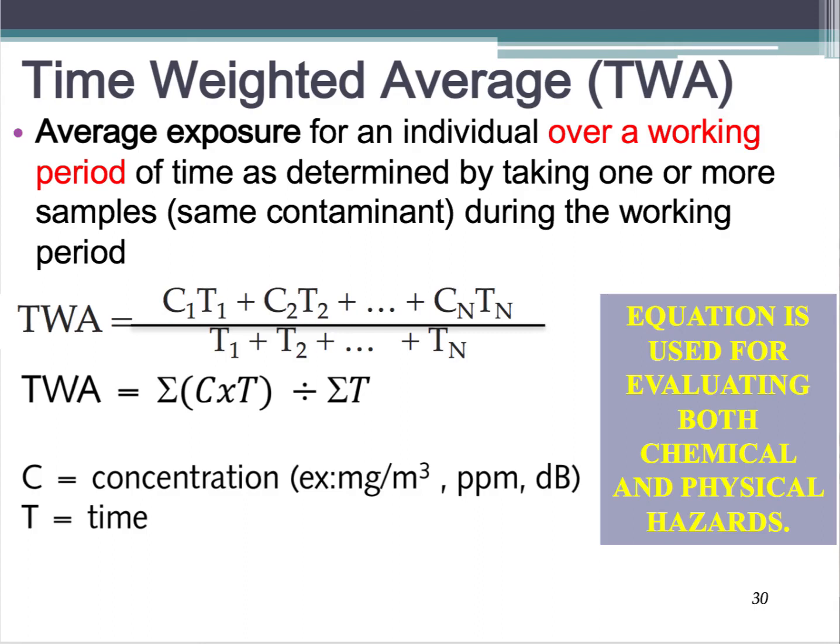So a time-weighted average is the average exposure for an individual over a working period of time as determined by taking one or more samples of the same contaminant during the work shift. And our calculation for a time-weighted average is concentration, or more specifically, it's the sum of concentration times time divided by the sum of time. And again, this isn't the 8-hour time-weighted average, this is the actual time-weighted average. That is what is being used here.